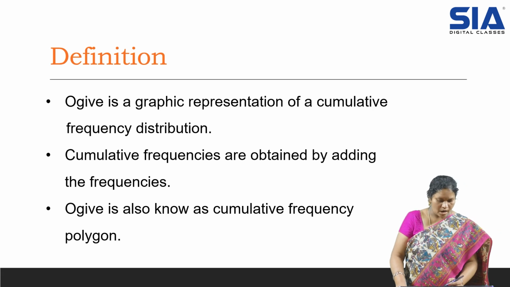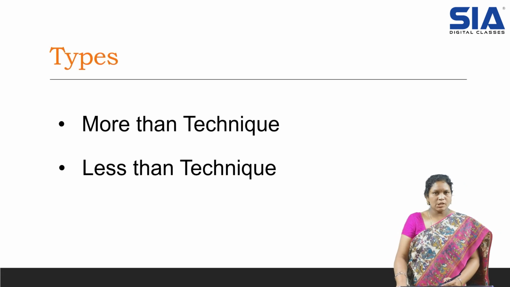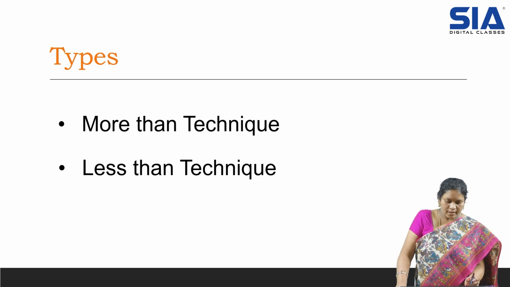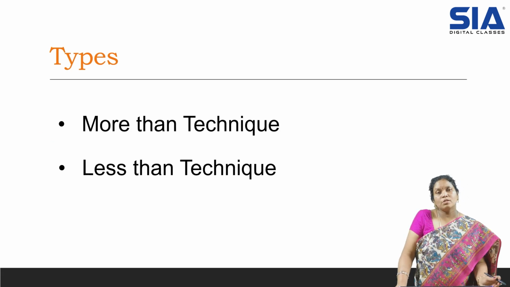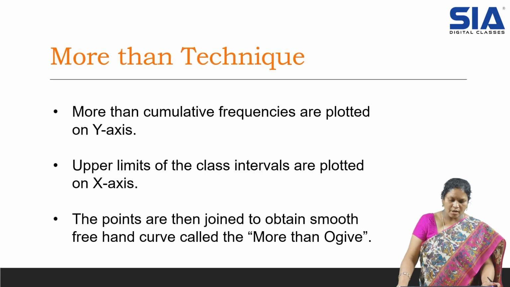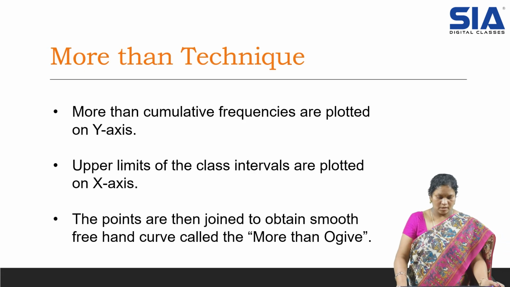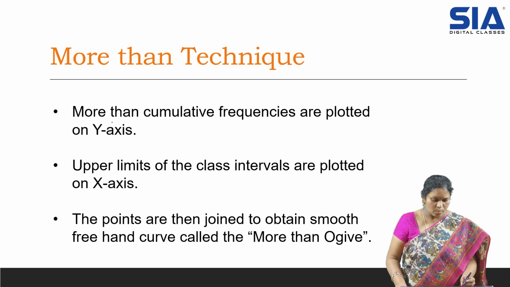So let us check how it will go on. In ogive curves, you have two types: more than technique and less than technique. We call them more than ogives and less than ogives. So let us check how it goes. First, let us discuss the more than technique. To obtain the more than curve, first, the more than cumulative frequencies are plotted on the y-axis.